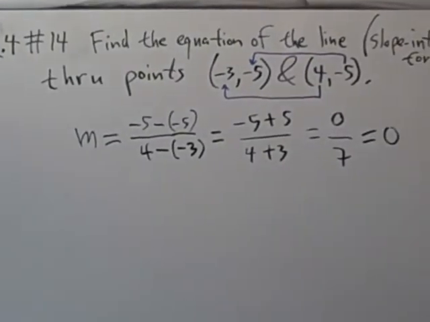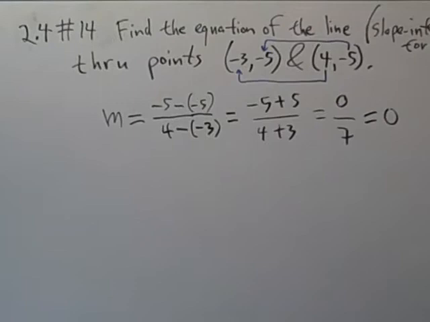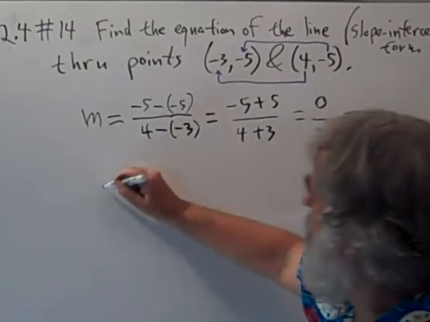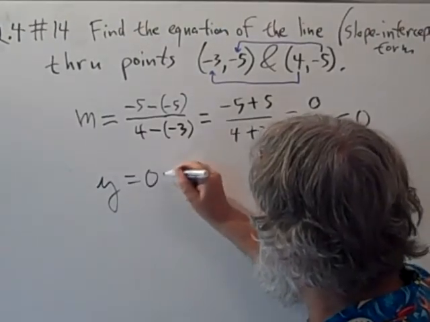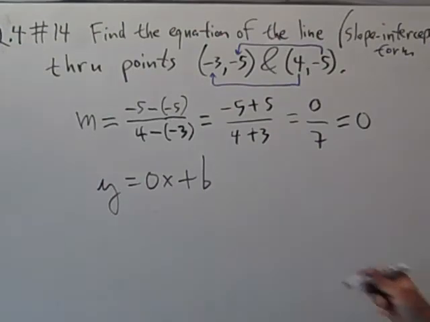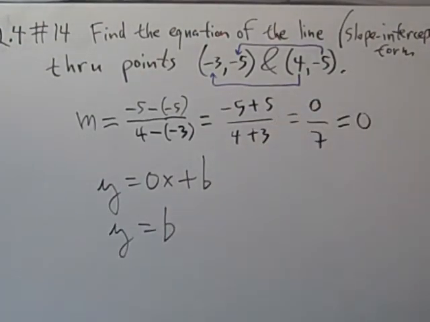A slope of 0 tells you that this is a horizontal line, which will have the equation y equals a constant. But again, let's just put it into slope-intercept form. y equals 0 times x plus b, because the slope is 0 we just found. But 0 times x is just 0, so this is y equals b. So once we know b, we know everything.